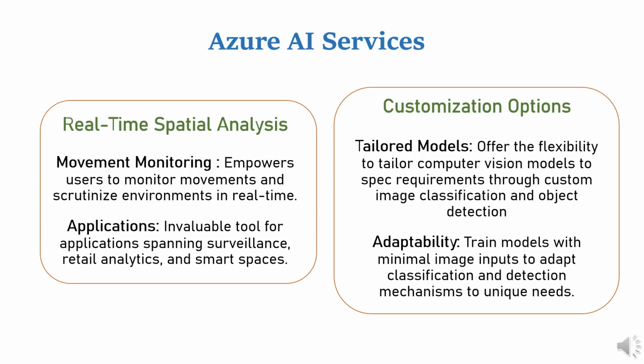Real-time spatial analysis. Movement monitoring. Empowers users to monitor movements and scrutinize environments in real time. Applications. Invaluable tool for applications spanning surveillance, retail analytics, and smart spaces. Customization options. Tailored models. Offer the flexibility to tailor computer vision models to specific requirements through custom image classification and object detection. Adaptability. Train models with minimal image inputs to adapt classification and detection mechanisms to unique needs.